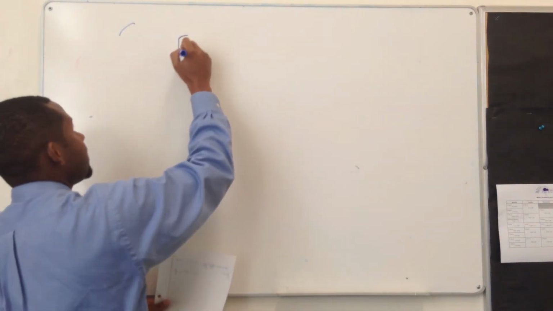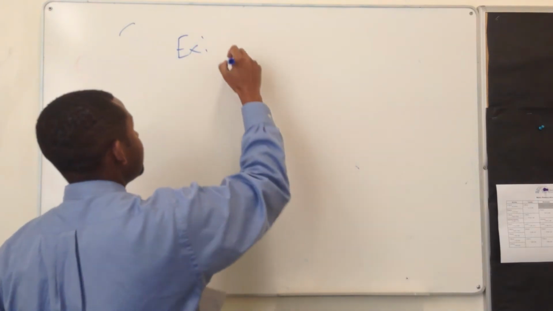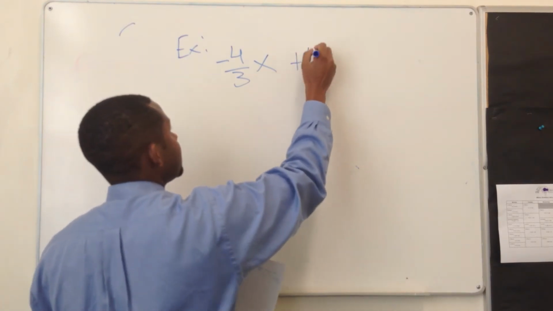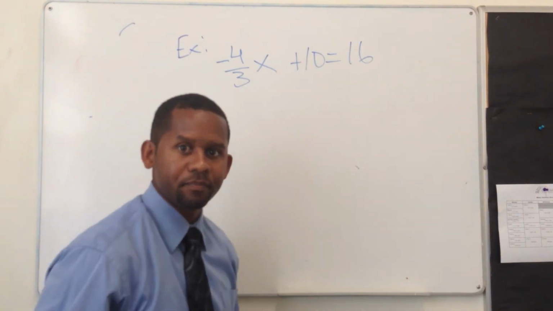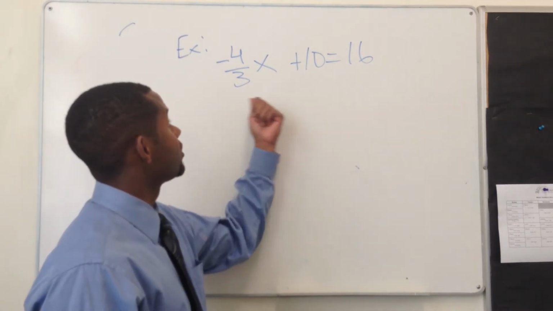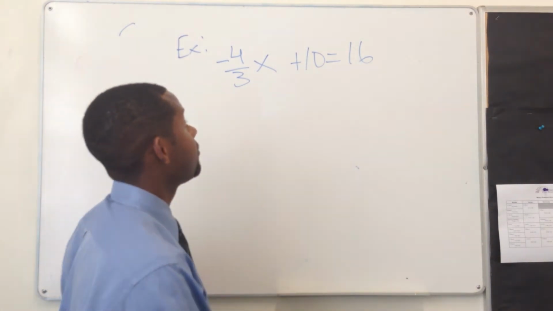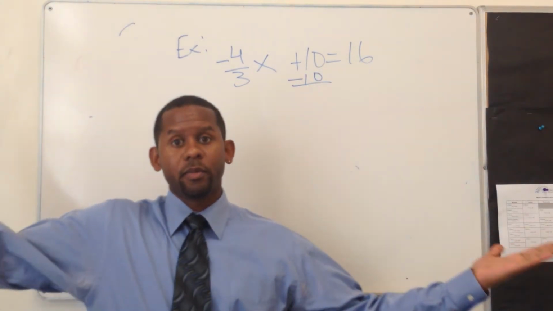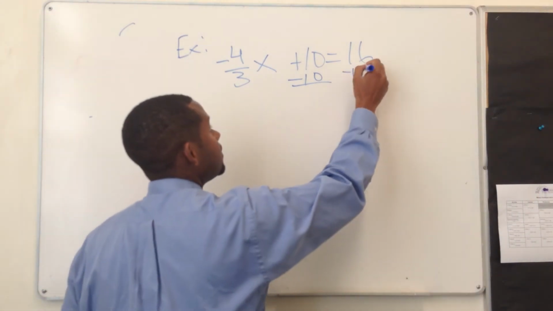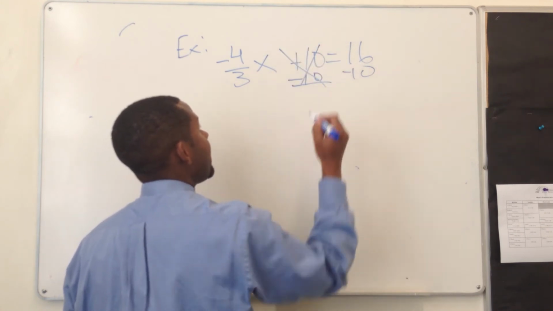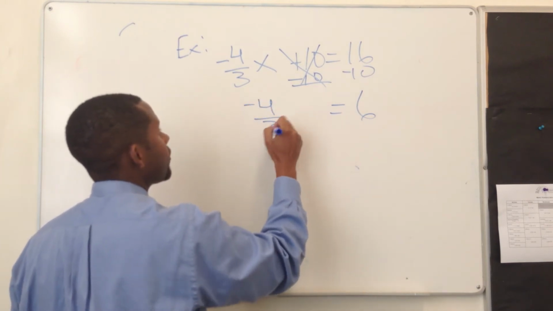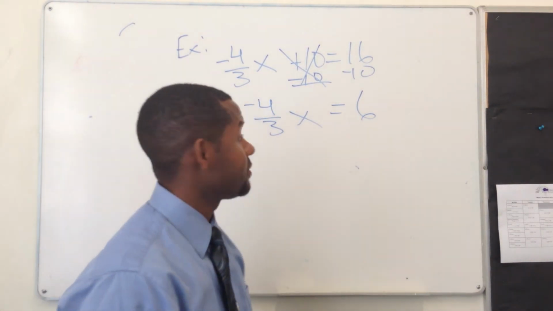Example 2. Let's take something slightly more difficult. Negative 4/3 x plus 10 equals 16. Okay, again, no distributing. I need to get all my variables on the left, all my constants on the right. So I'm going to get rid of plus 10, minus 10. But I put a minus 10 on this side, so to balance it out, I got to put a minus 10 on the other side. Now I'm balanced still. That becomes 0. 16 minus 10 is 6. So I'm left with negative 4/3 x equals 6.